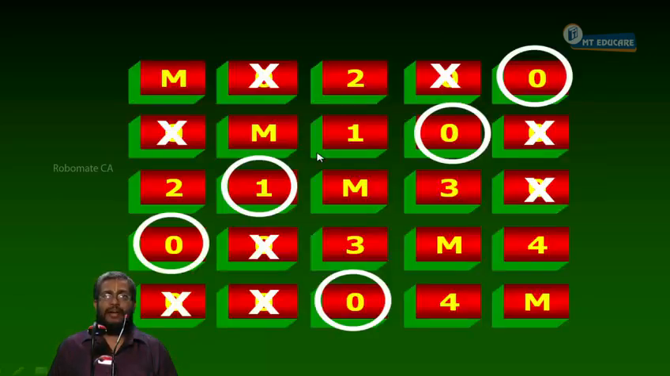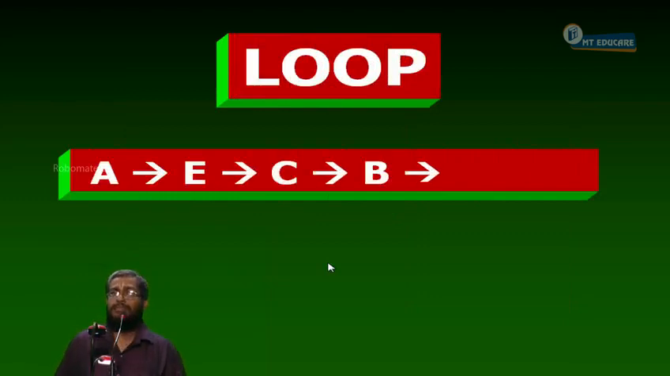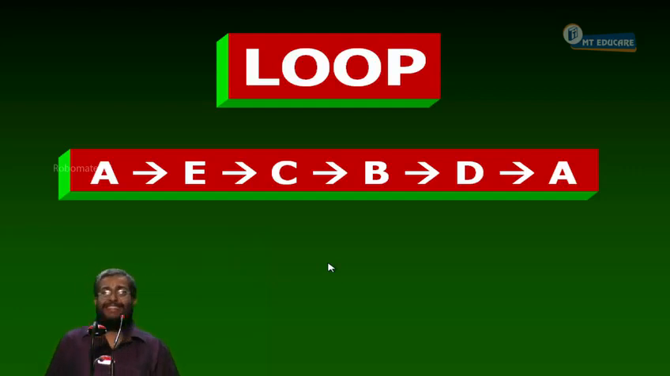Final solution. I want you all to tell the answer. Tell me where to where. Tell me the loop first. A to E, E to C, C to B, B to D, D to A. Can I just write the loop straight away or not? Write in the final solution: A to E, E to C, C to B, B to D, and D to A.